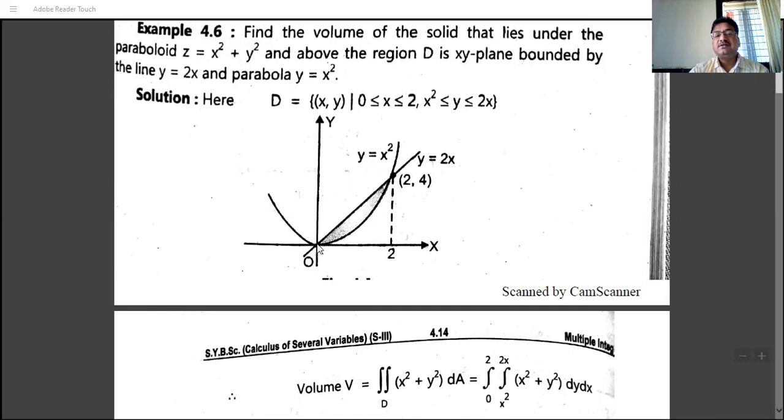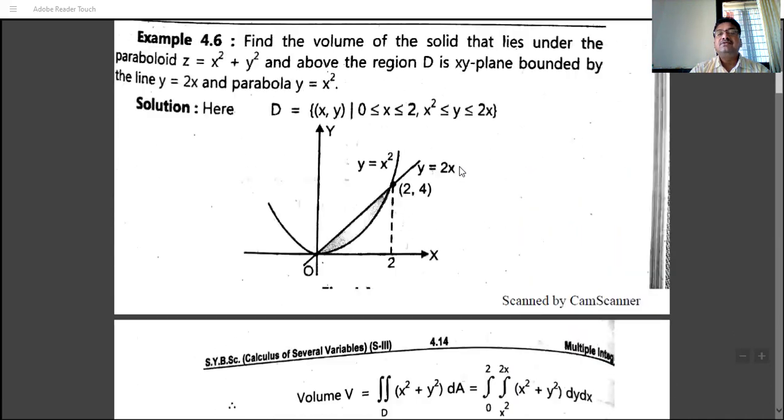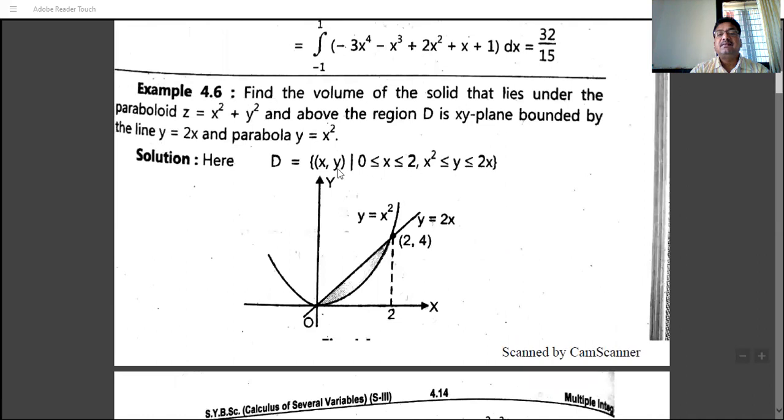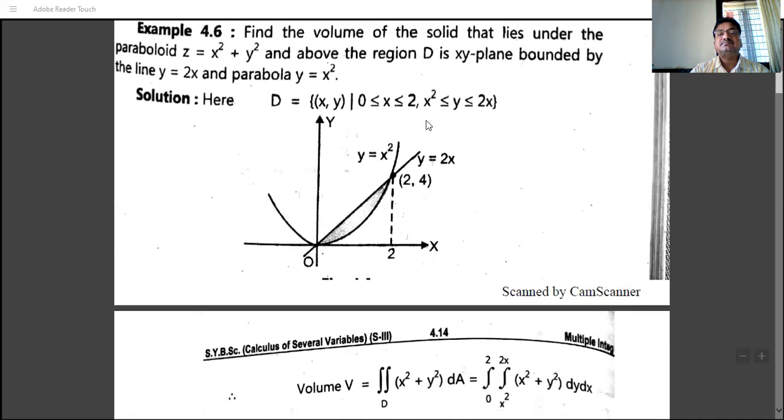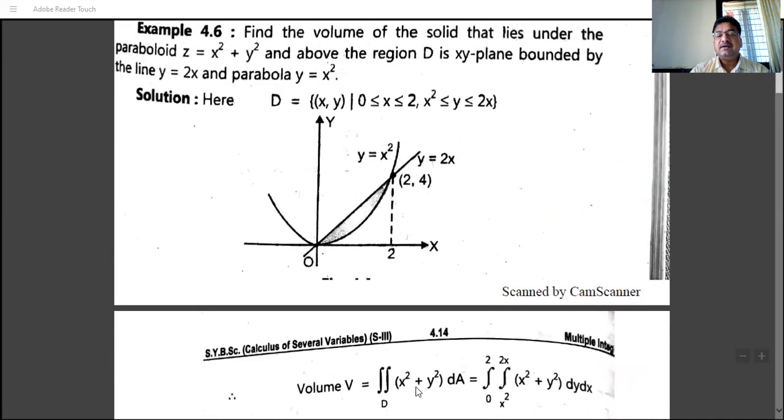So x runs from 0 to 2 and y runs from 0 to 4. So y runs from x square to 2x. So how can we solve this integration? That is, the volume V is equal to the double integration over D of x square plus y square.